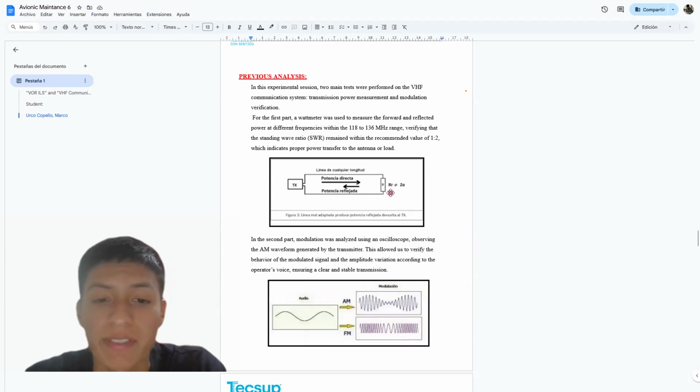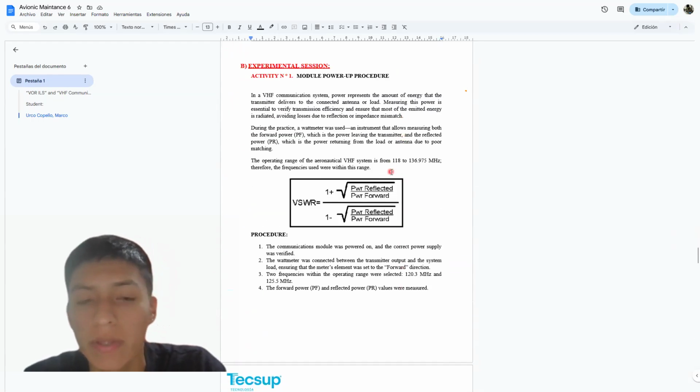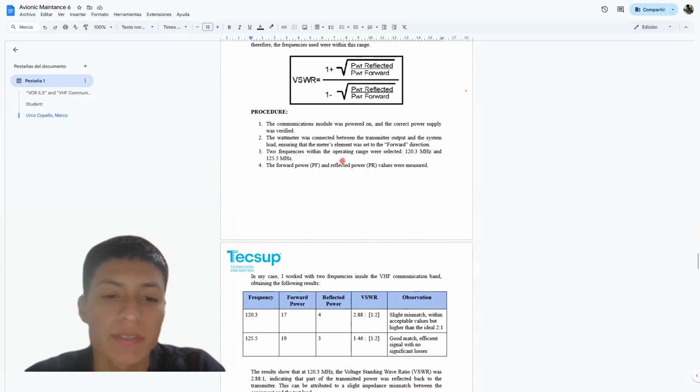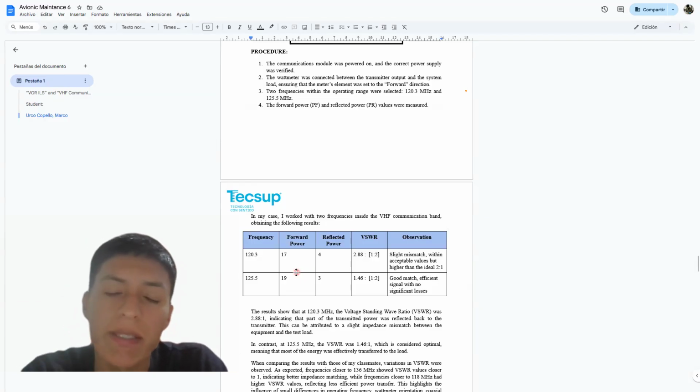In the power test, I tested two different frequencies, for example 120.3 and 125.5. In this case, at 125.5, I obtained 19 watts forward and 3 watts reflected, with a VSWR that we were told should be 1 or 2.